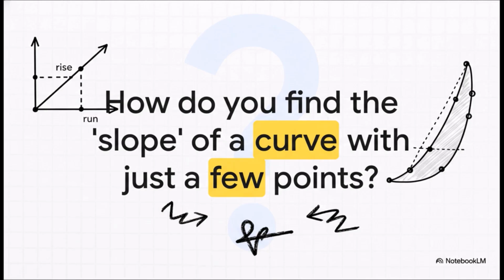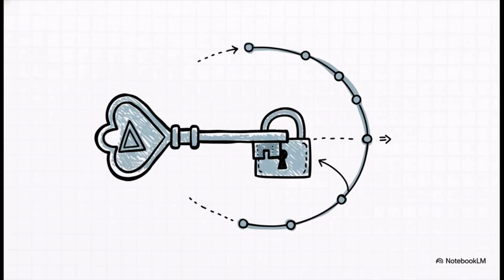So the real question is, how in the world do you capture that kind of behavior when you don't even have the equation? All you've got are just a few scattered points on a graph. What do you do? Well, that is the exact puzzle we're going to solve today. And the key, the big answer, is this really powerful idea called the divided difference. This is what's going to let us unlock all the secrets of a curve just by looking at one point at a time.